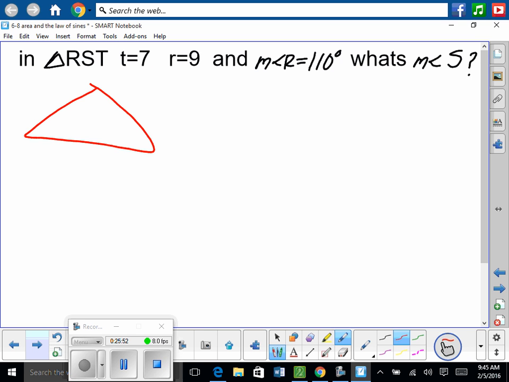Okay, so I am going to name it RST because I need to label it correctly, otherwise you'll get it wrong. So now we know side R is 9. Across from angle R is side R, so this is 9. Does everybody see how I'm filling it in? This is side T, across from angle T would be 7. And it says the measure of angle R is 110 degrees. So I go to angle R and I'm writing in 110 degrees. Now it's asking what's the measure of angle S? So I'm going to put an X there. And now it's the same as just before.